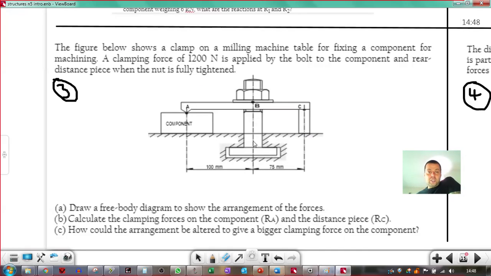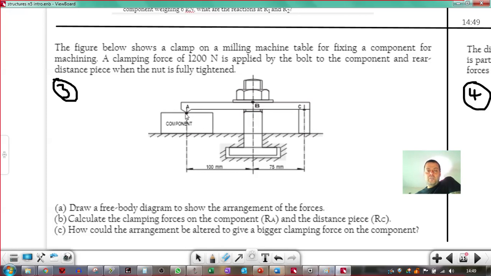And question 3, it's a little bit more complex. This one might confuse you a little bit. It is only 1 question though. There's a little addendum in there. How could the arrangement be altered to give a bigger clamping force? The clamping force is what happens at A. So you've got a nut here, and as you tighten that nut down, you're essentially providing a downwards force at B that is reacted to at A and C.